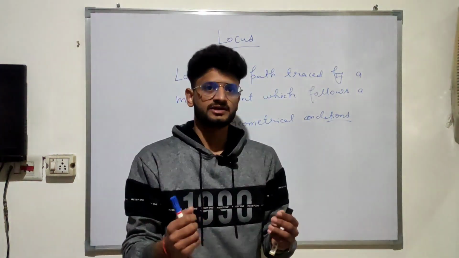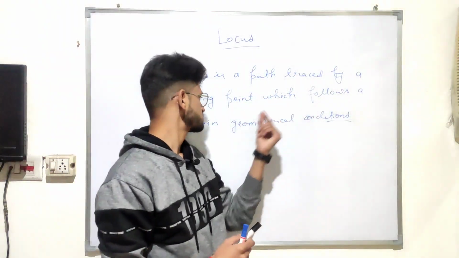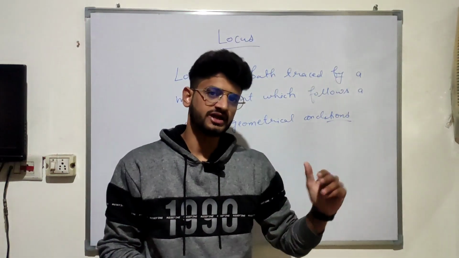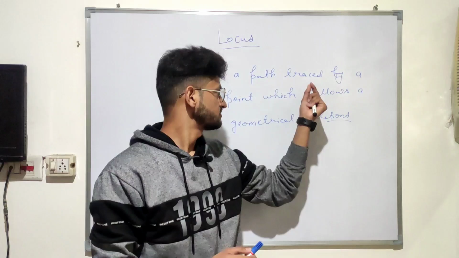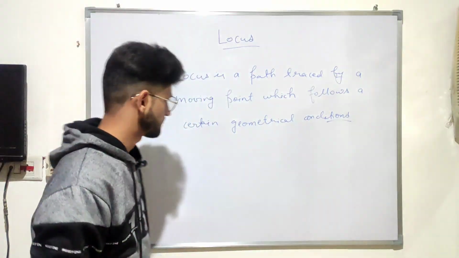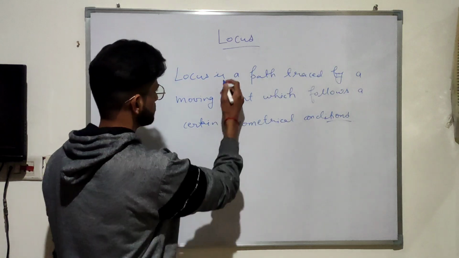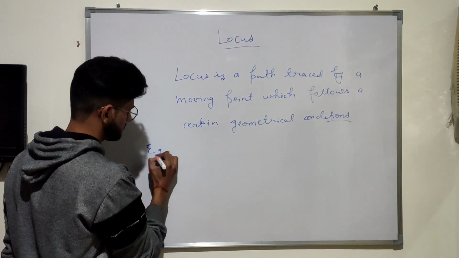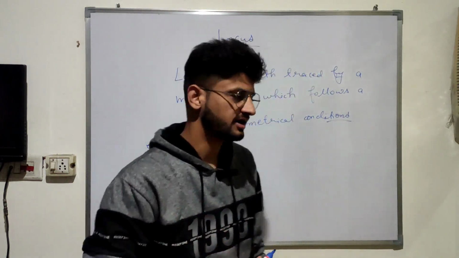What does this mean? It is saying that it is a path traced by a moving point which follows certain geometrical conditions. There will be certain geometrical conditions, and based on that we will define the equation for the path traced, so we will be finding the equation of that path. If we have to understand with examples, then suppose we have certain geometrical conditions.